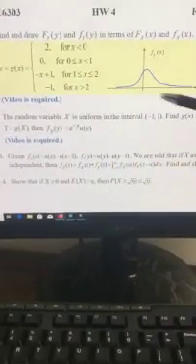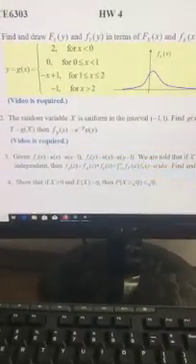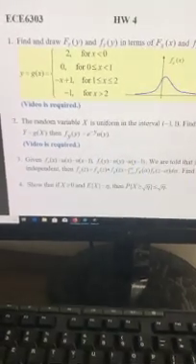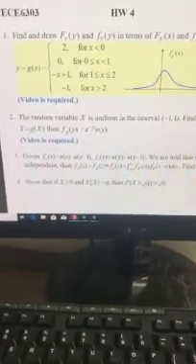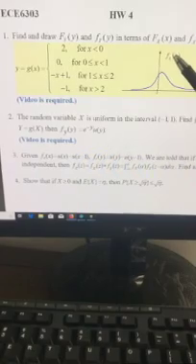And the relationship between s and y is given. So I think it's easier to draw the density function of y first, because the density function of s is given. So look at the relationship between s and y.